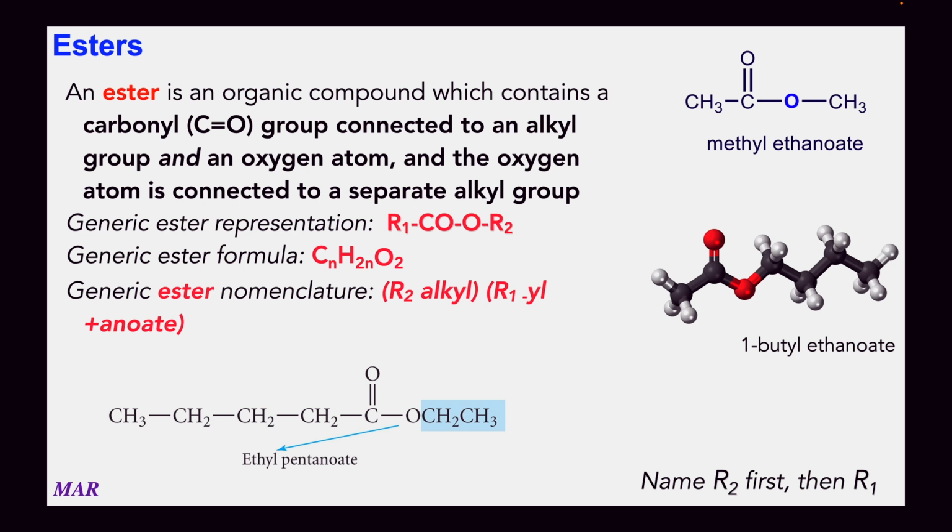To name these crazy things, the smaller one is listed first, and the longer one gets an oate ending like that. So that would be ethyl pentanoate. And in the upper right-hand corner, the methyl group is smaller, so methyl first, ethanoate, etc. You don't have to name these, but if you see the oate ending or you hear ester, just realize this is a whole separate family. There's a lot of really neat things you can do with esters, but I'm going to let you wait until organic chemistry to really figure out how these all run.